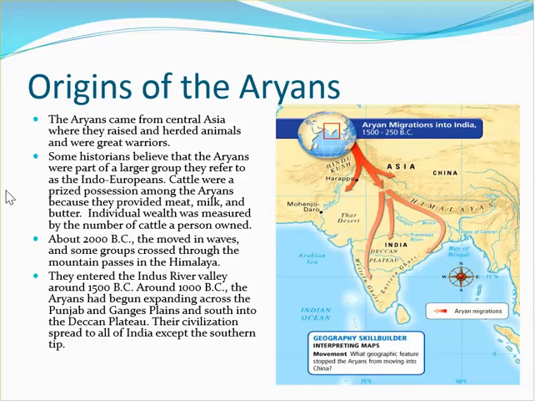So the Aryans come from Central Asia. They raised and herded animals and were great warriors. Some historians believe that the Aryans were part of a larger group referred to as the Indo-Europeans. Cattle were a prized possession among the Aryans because they provided meat, milk, butter. Individual wealth was measured by the number of cattle a person owned.